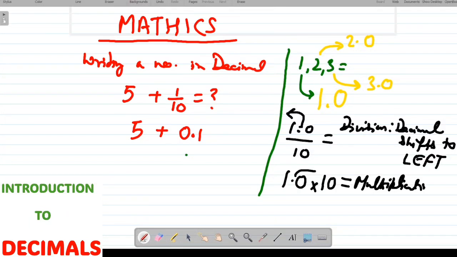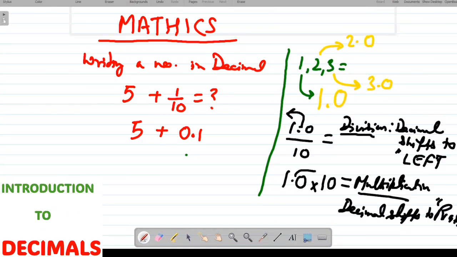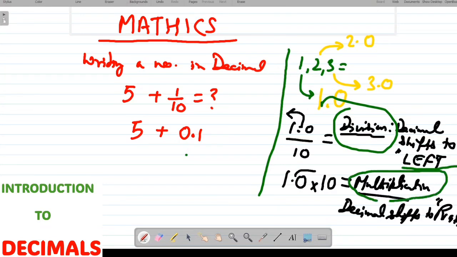And when multiplication is there, the decimal shifts to the right. This is a thumb rule. Just remember it, students. Right? This is a thumb rule. Just let me capture it in a different color so that we'll be able to remember. For division, the decimal shifts to left, and for multiplication, decimal shifts to right. I think you got the concept behind this, right?